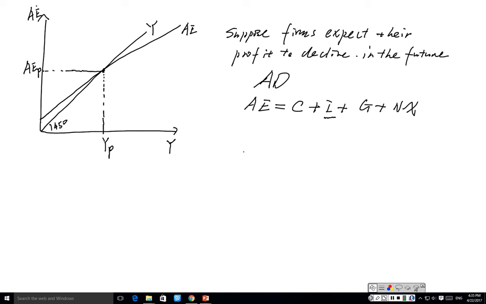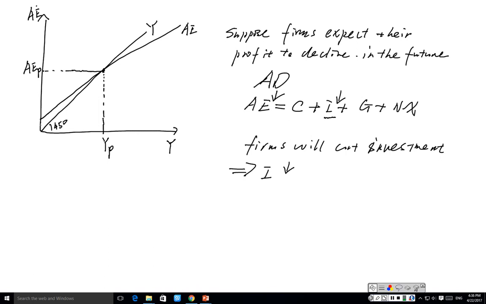With a lower level of expected profit, the firm will cut its spending. Which means the firm will cut spending on machines, equipment, buildings. So here investment declines. If other things remain the same, the aggregate expenditure will go down. So now we can go back to this graph to show what happened.